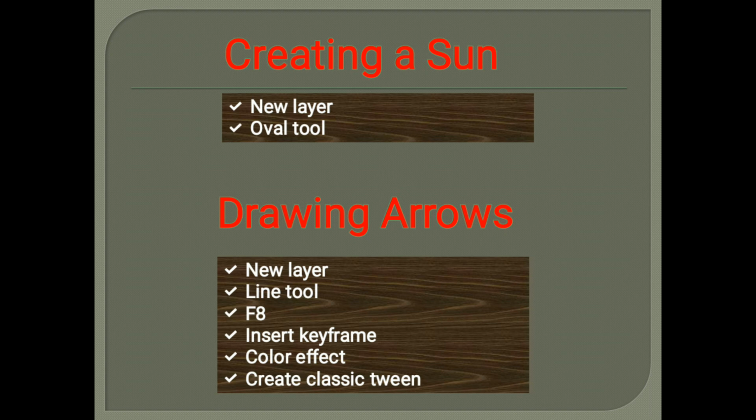Step 5, click on frame 1 and set the value of alpha to 0 from the Style drop-down menu in the Color Effects section. Step 6, click on frame 8 and insert a keyframe. Step 7, change the value of alpha to 100 in frame 8 and move the arrow slightly forward. Now right click to select the Create Classic Tween option.